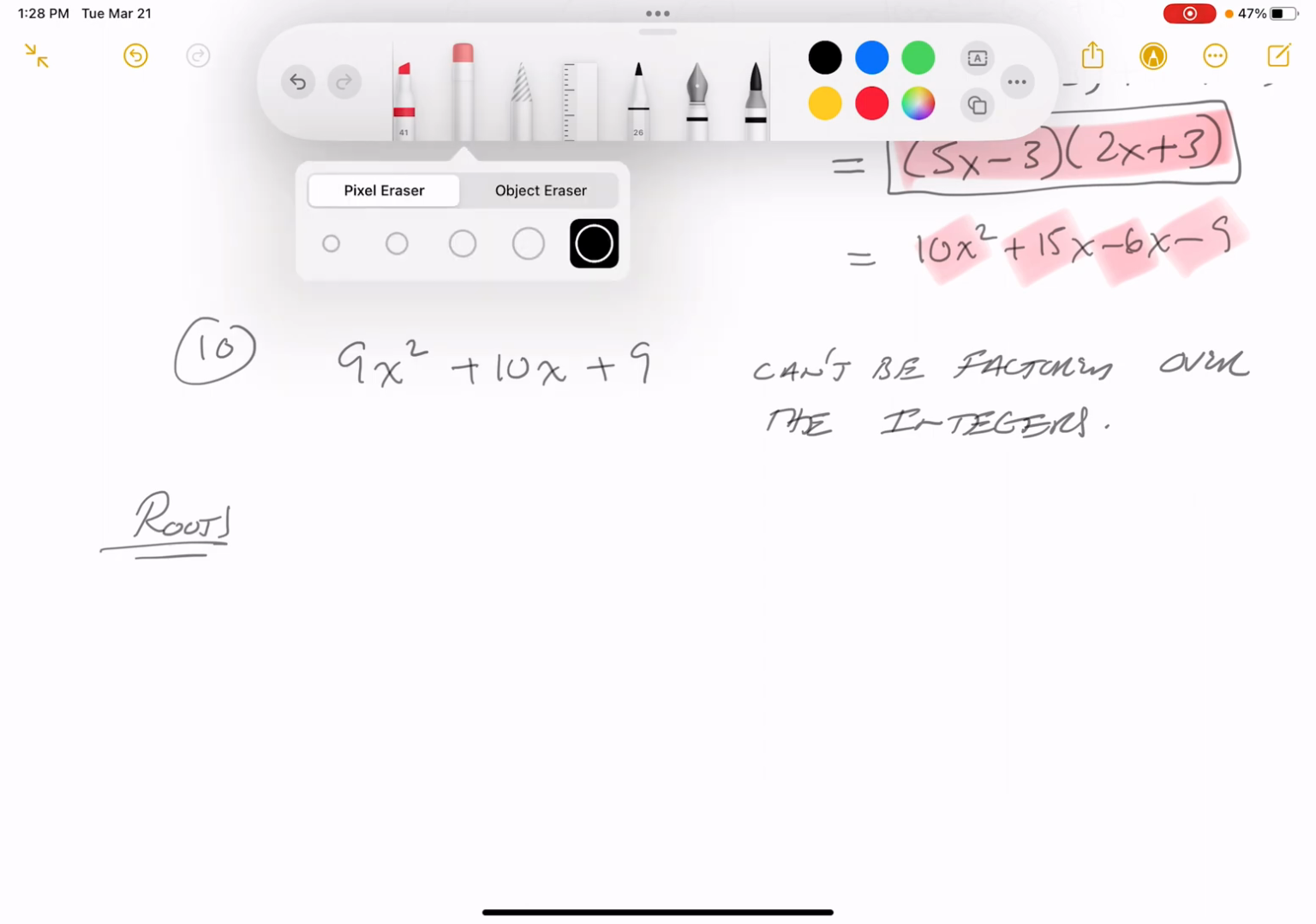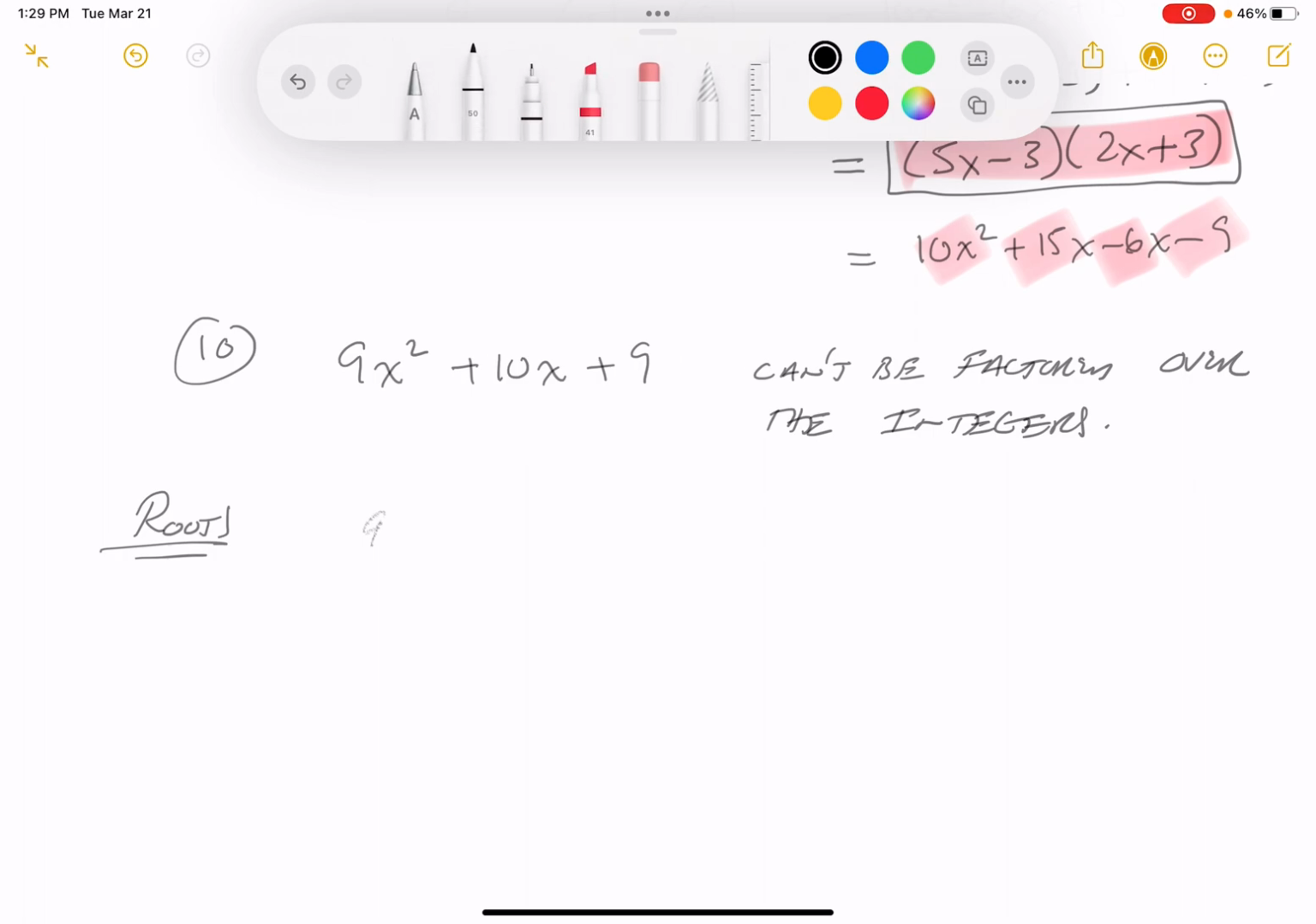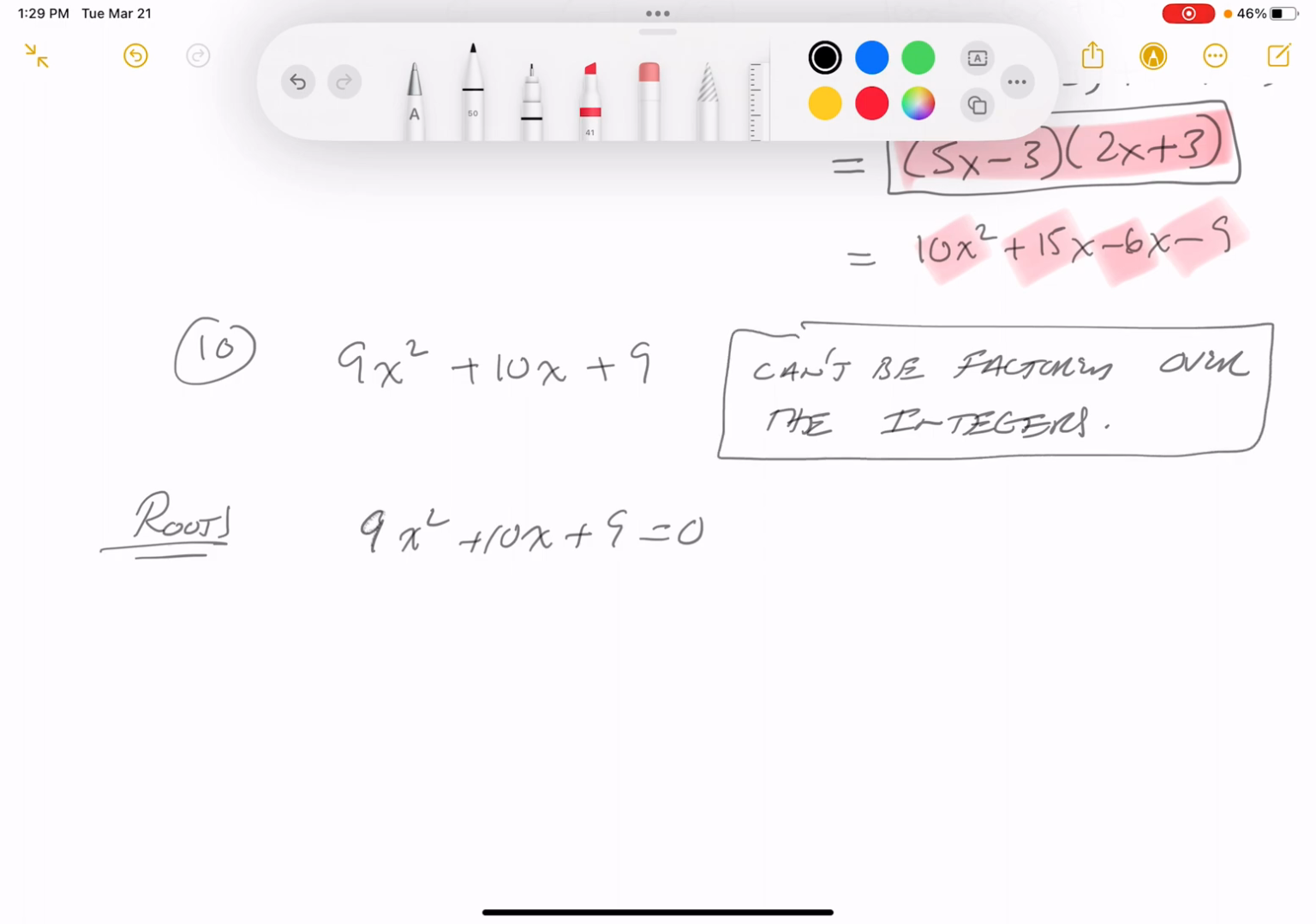So one way of doing it is by using the quadratic formula. Let me write this over here: 9x squared plus 10x plus 9 equals 0. By the way, for a lot of students, this is a great answer over here. Can't be factored over the integers. All right, I'm going to use the quadratic formula to figure out the roots, though. Maybe they're not so bad, by the way. Maybe they're terrible, though. Let's take a look at it.